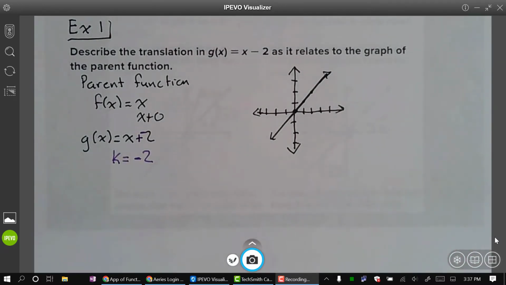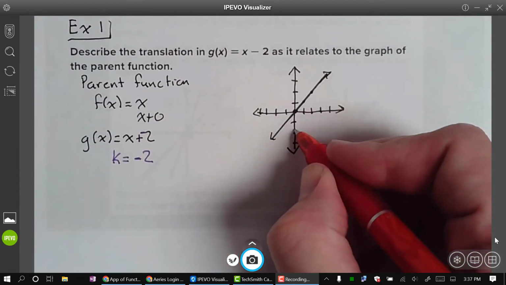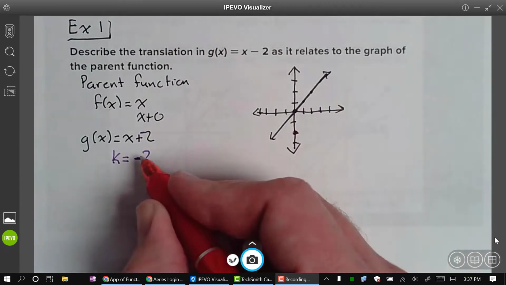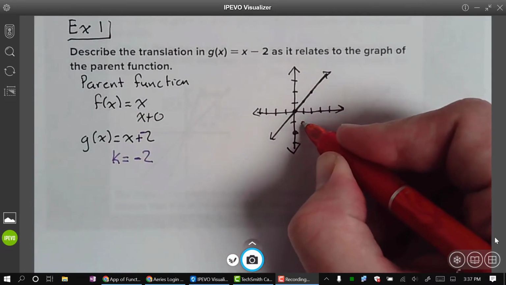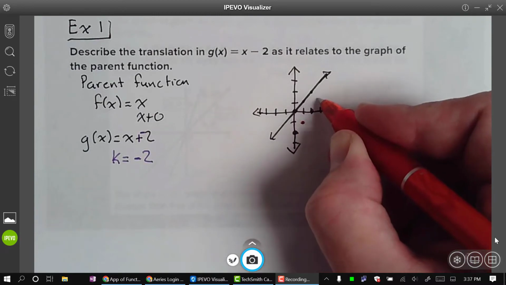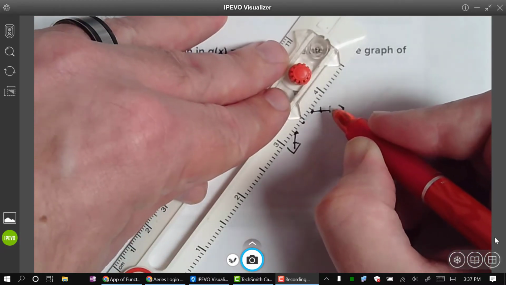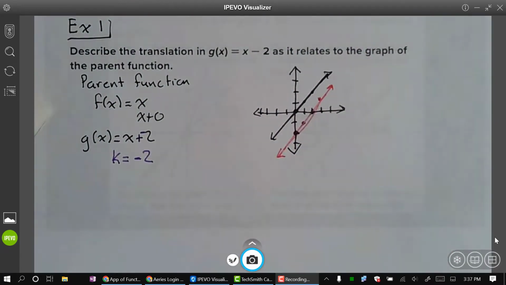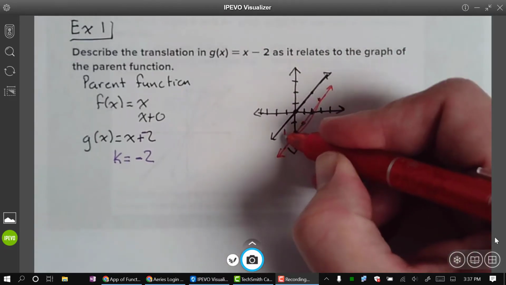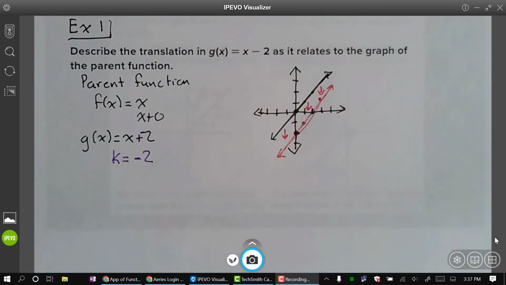Now I want to graph this new one. This new one has a y-intercept of negative 2. It has a slope of 1 over 1, so I'm going to come up 1 over 1, up 1 over 1, up 1 over 1. And there would be my new linear function, shifted down 2.